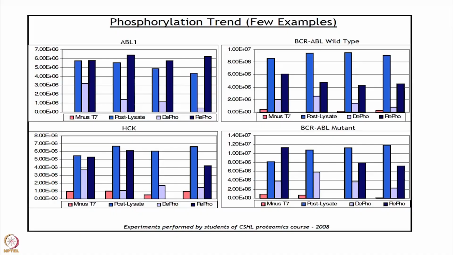After doing that, we were able to measure the signal for the controls, dephosphorylation, post-lysate phosphorylation, and rephosphorylation of these proteins. Some proteins look quite interesting when we measure their trends, like the ABL protein and the BCR-ABL mutant we had on the chip. It gives you the idea that a lot of interesting biology could be studied very rapidly if you know how to utilize these kinds of array platforms to address biological questions.